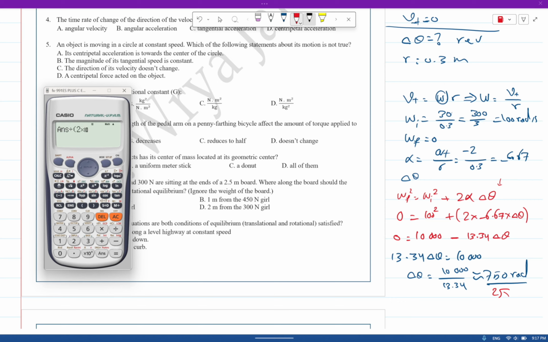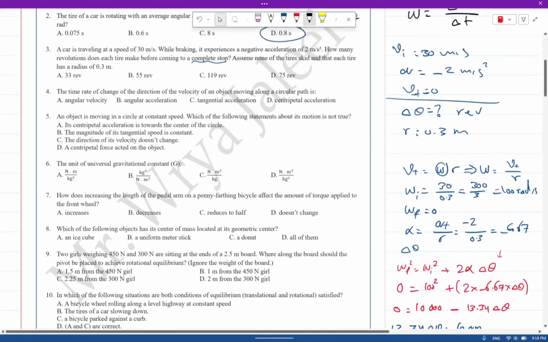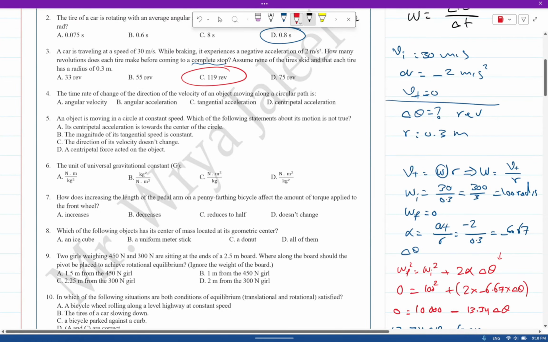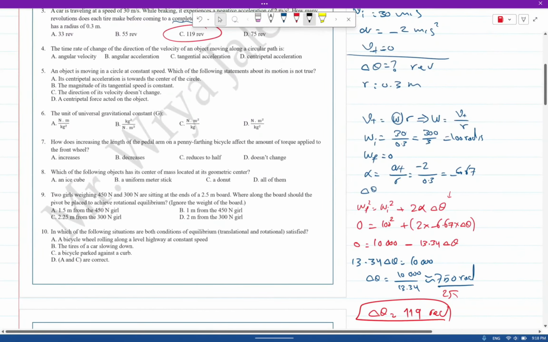That is basically 2 pi. And then the answer is going to be 119.03. We could just say delta theta is equal to 119 revs. Do we have this in the answer? Let's go back to the 3rd question. Yes, and that is option C here. Can you see? Zoom out a bit. So 119.3 revs. So you can take away the 0.3. So we'll have 119 revs here.